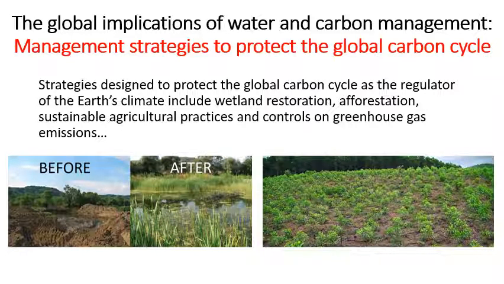Hi everyone. So today's lesson we are looking at some of the management strategies that are being used in order to try to protect the carbon and water cycle, and this is the last couple of lessons that we need to look at. So what strategies have we got that are designed to restore equilibrium to the carbon cycle? And we're going to have a look at wetland restoration, afforestation, sustainable agriculture practices, and putting controls on greenhouse gas emissions.